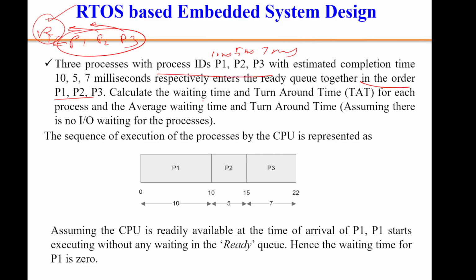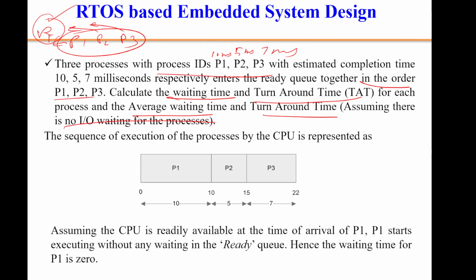So we need to calculate here the waiting time for the process, and also turnaround time. Turnaround time is nothing but how much time it is taking from the time it entered into the ready queue till its completion of the execution. And also find out average waiting time and average turnaround time. And here we are thinking that there is no IO waiting for the process. That means all the three processes will be considered CPU bound processes, or processes which do not have any IO operation.